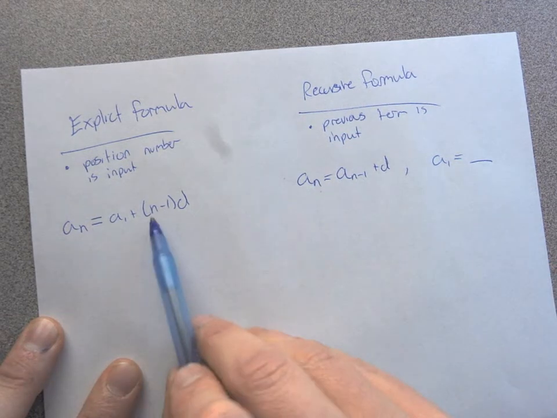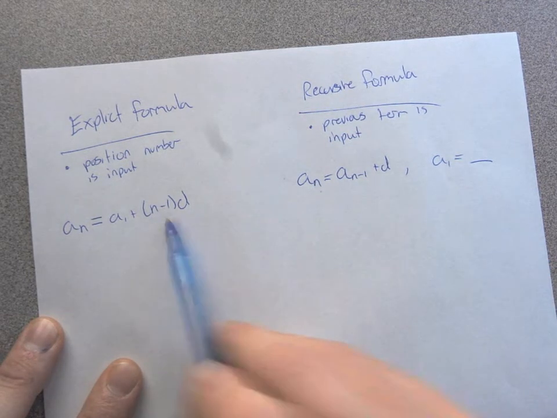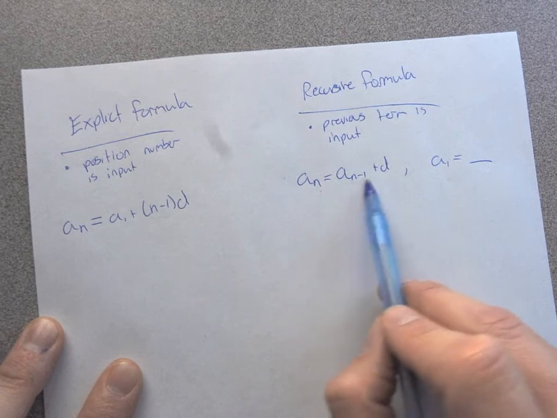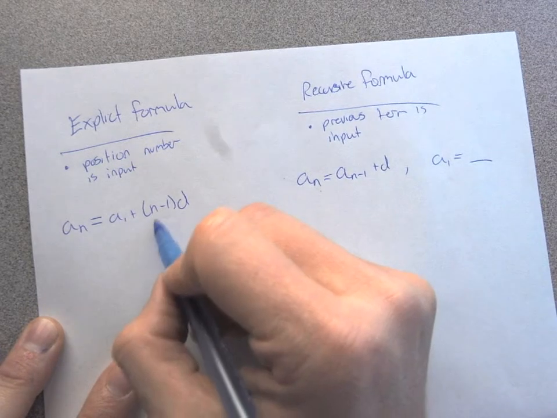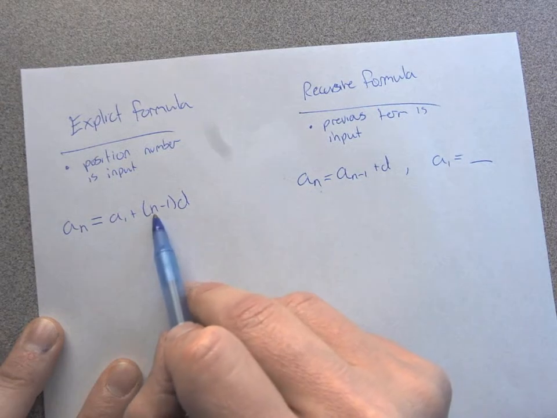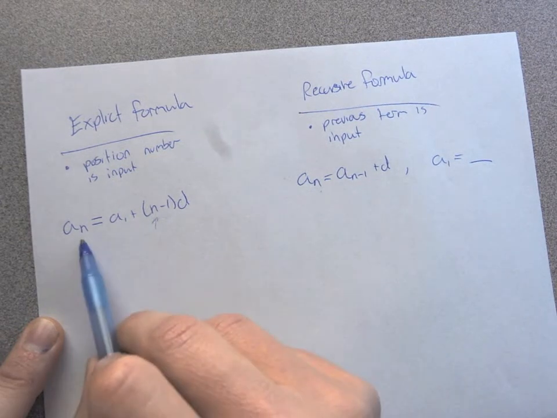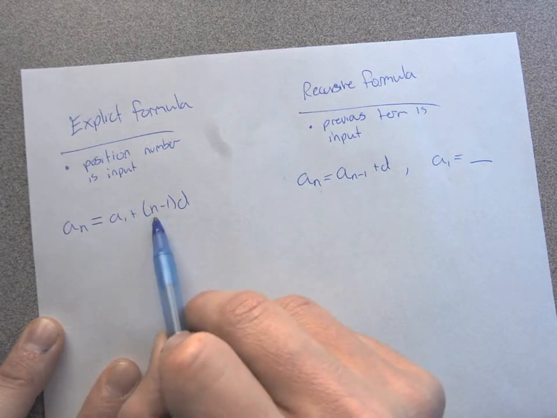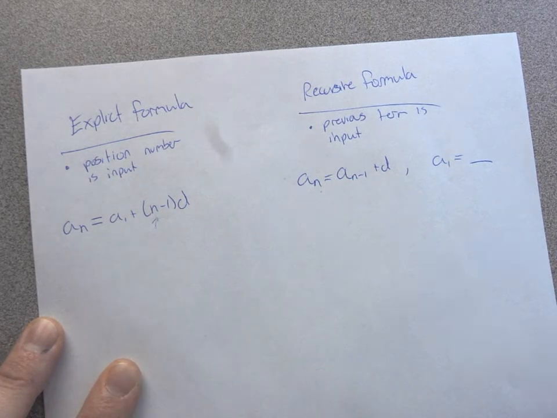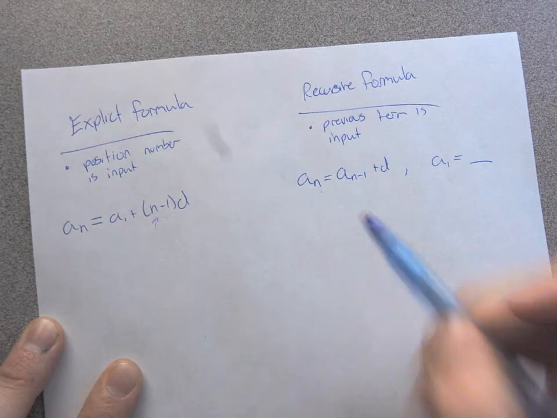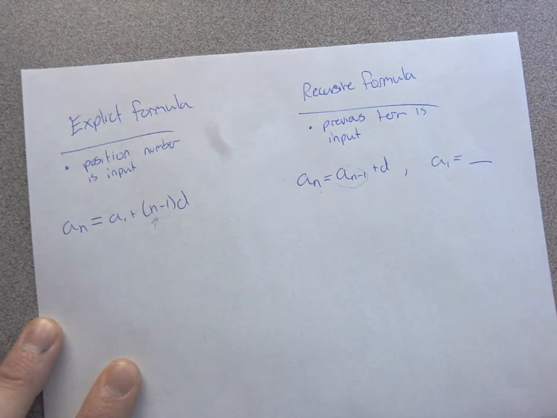Okay, notice this one has an n minus 1, and this is a with a little n minus 1. So the input here, this 1, is a position number. If you want the 100th term, then this becomes 100. You subtract 1 and you get 99 times d. Here, we don't plug in an n, we just grab the previous term.